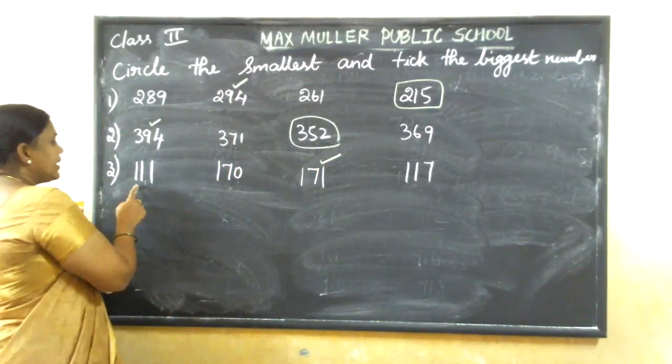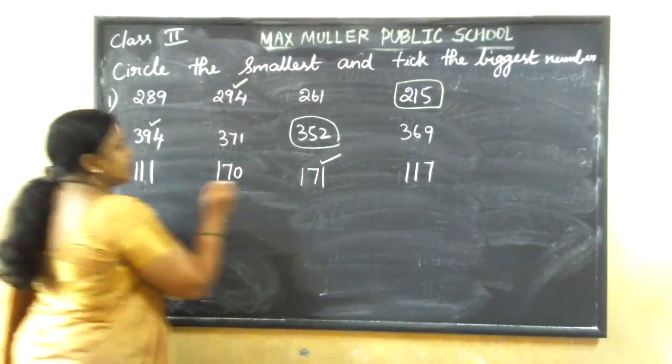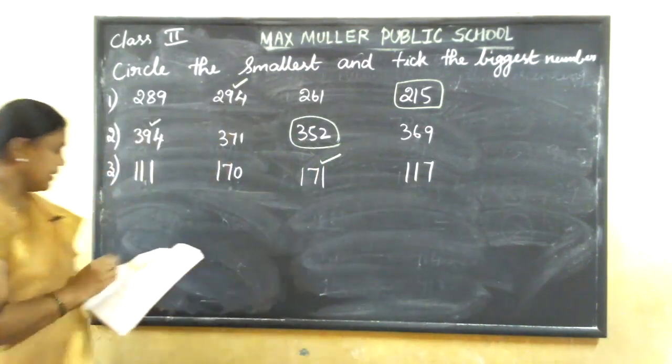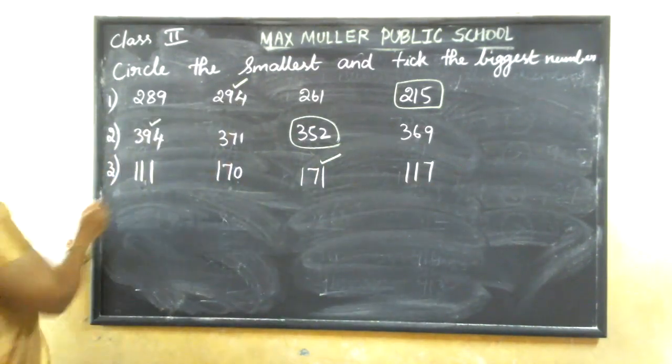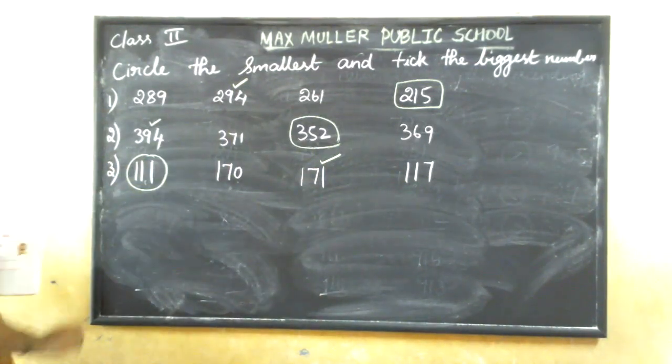Now here 111, 117. See the ones place, children: here 1, here 7. Which one is the small number? 111 is the small number. Fourth one.